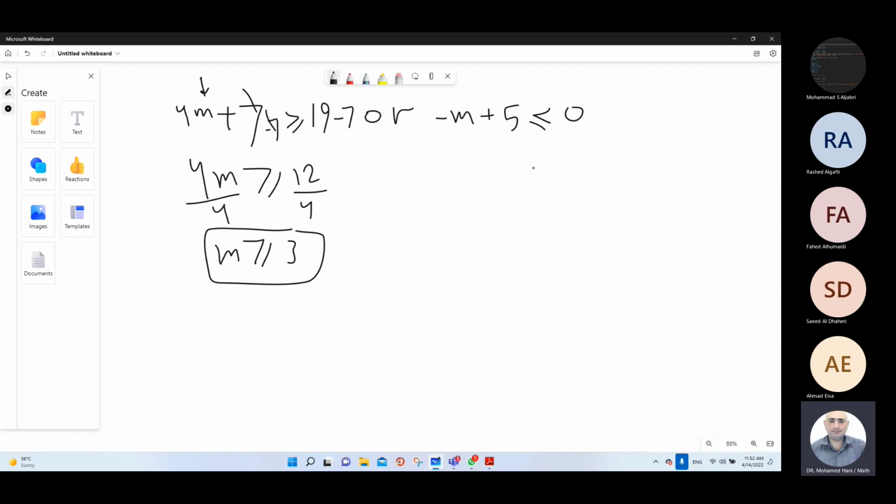And the second inequality, the same idea, we want to remove 5 from here. So you can add the inverse, minus 5 here and minus 5 here. Minus 5 plus 5, 0 remains here, minus m less than or equal 0 minus 5, which means minus 5. Then we want to remove the minus 1 here. We can divide the two sides by minus 1. Minus m divided by minus 1 will be m. And always remember, when you divide by negative numbers, switch the direction of the sign. Minus 5 divided by minus 1 will be 5.